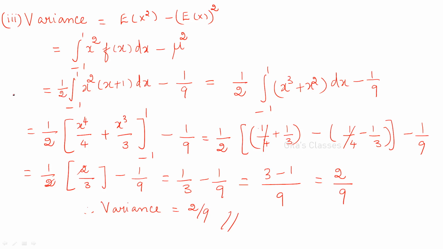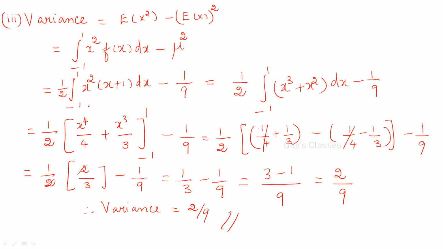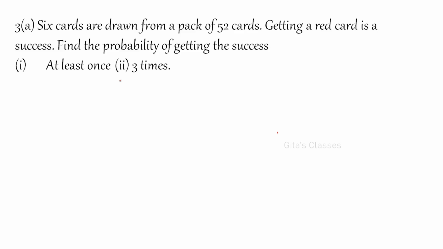Variance is E of x squared minus E of x the whole squared. E of x we just found to be 1 by 3 in the previous part, so substituting we get 1 by 9. Here E of x squared is the integral of x squared into f of x dx, where f of x is 1 by 2 into x plus 1. Substitute and evaluate, and the variance is 2 by 9.